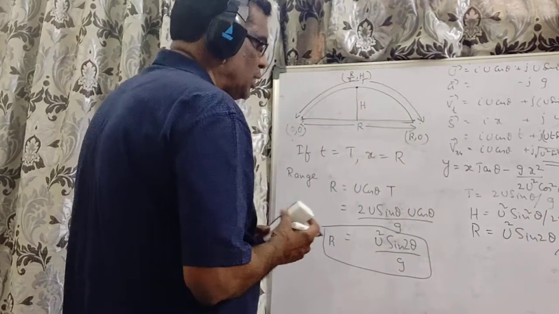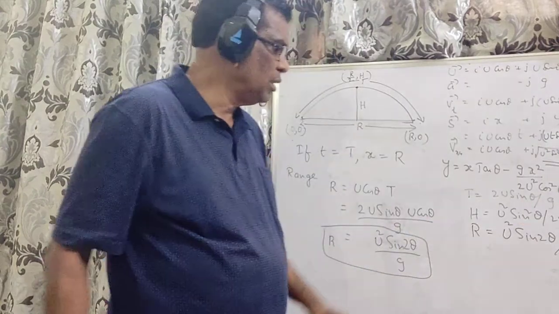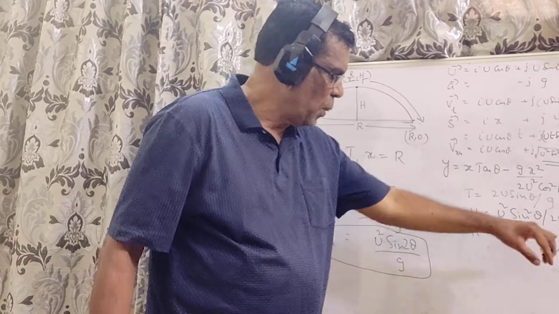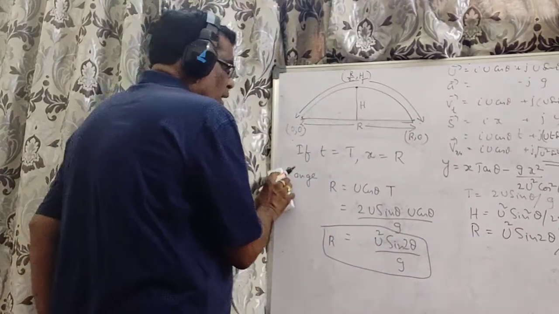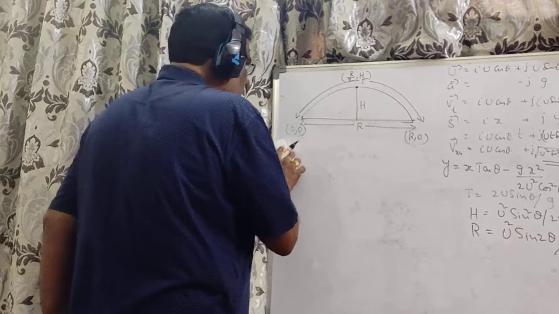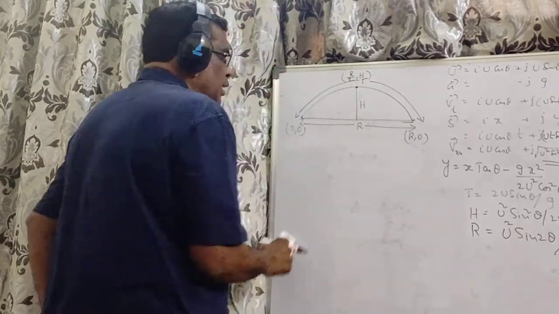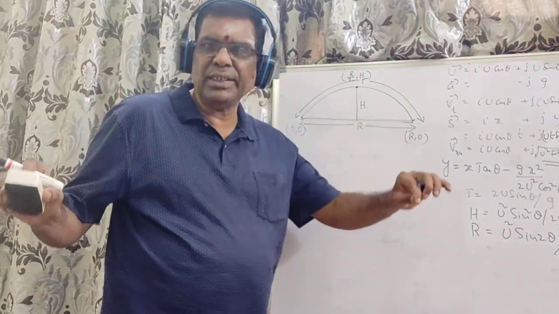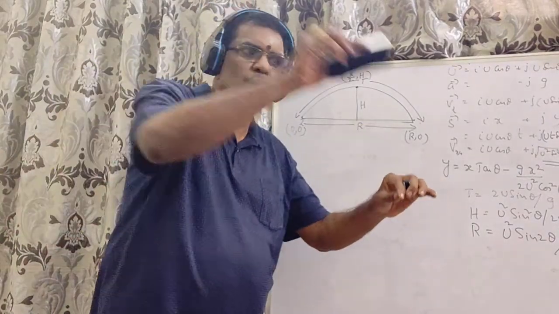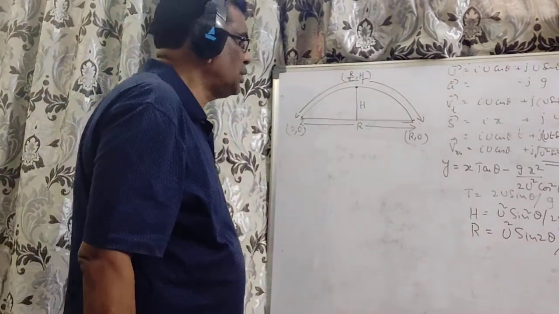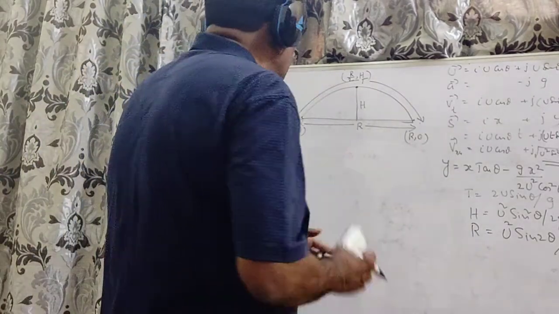So I have got the time of flight expression, the maximum height expression, and the range expression. I repeat, I am talking of only the oblique projectile symmetry. That is, if it is projected from one level, it moves and reaches the same level, not the same point, same level.